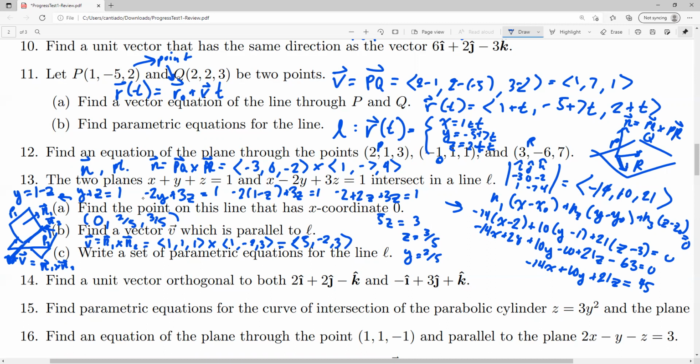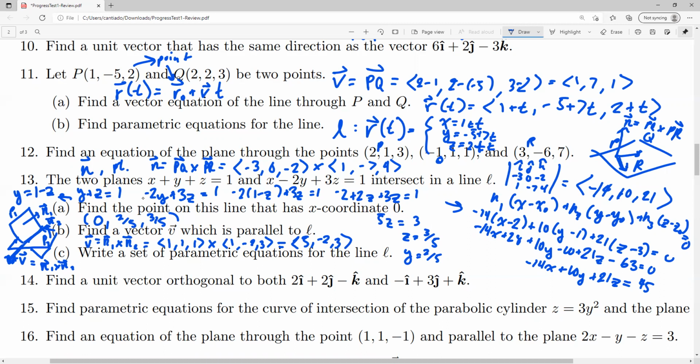Yeah, 5, -2, -3. That right there is the vector parallel to L. And now in order to write the set of parametric equations for the line L, we have the direction vector V, which is parallel to L. If it's a vector parallel to L, that just means it's a direction vector, V. And we also have a point on the line right here, 0, 2/5, 3/5.